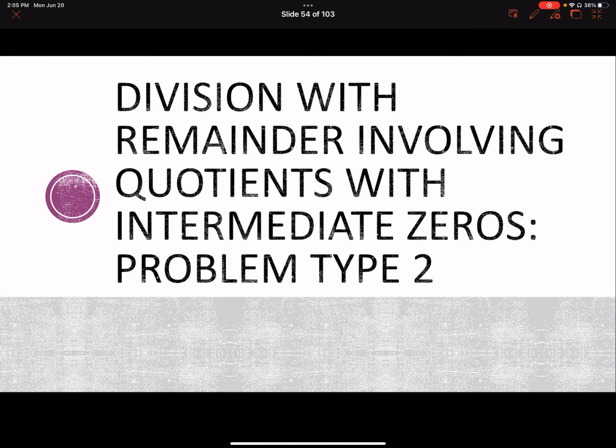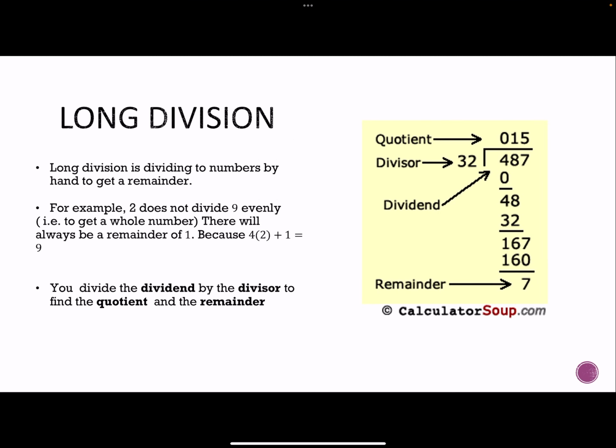In this video, we're going to cover division with a remainder involving quotients with intermediate zeros, problem type 2. This is an Alex topic. Again, what we're really covering is long division and lots of different cases of long division. As I've said in earlier videos, long division is an iterative process. We divide our numbers by hand in order to get a remainder, and it's a wonderful skill to have, especially for college algebra when you're going to have to start dividing polynomials, which you need to use long division for.